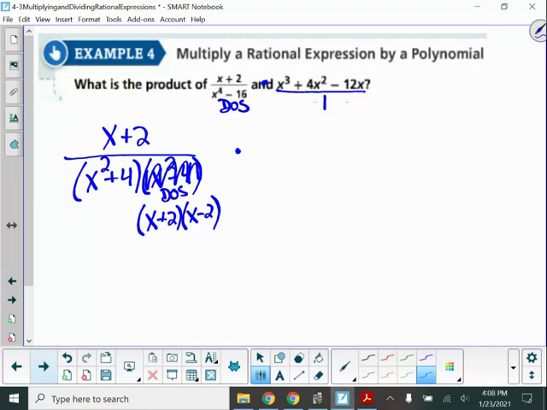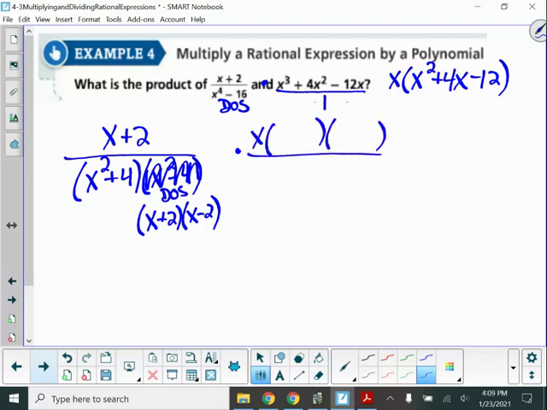The top of this fraction, I can actually take out an x. I'm going to jot this off to the side so I don't have to write a whole lot down. I'm left with x times x squared plus 4x minus 12. The factors of -12 that add to make 4 are going to be 6 and -2. So now we can go through and cross out factors that are the same in the top and bottom.